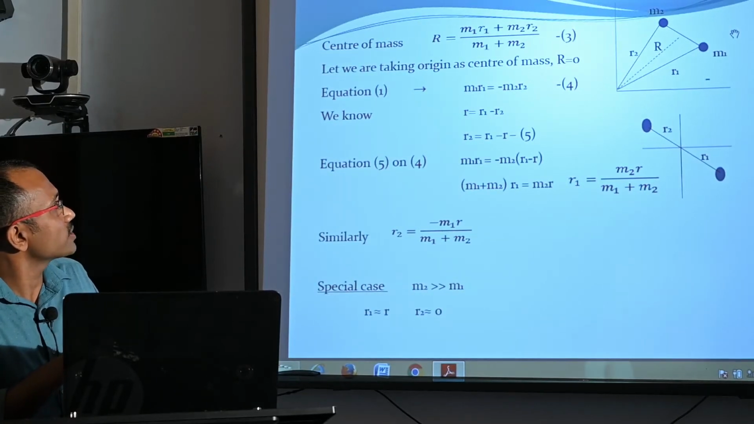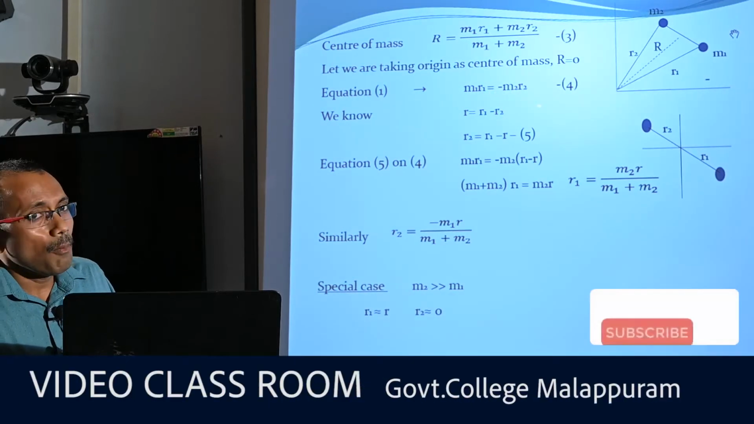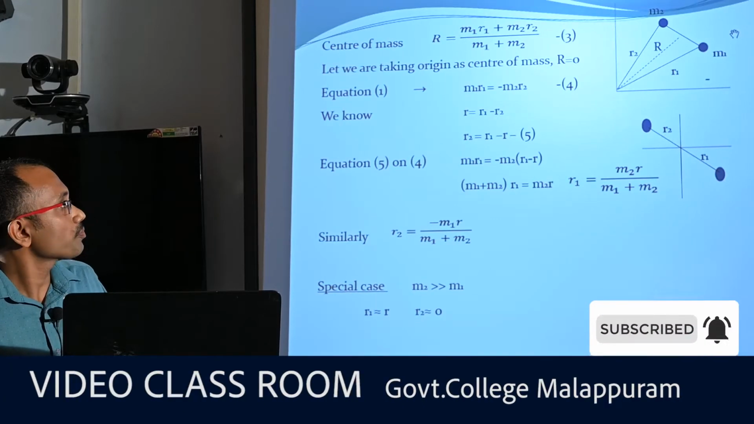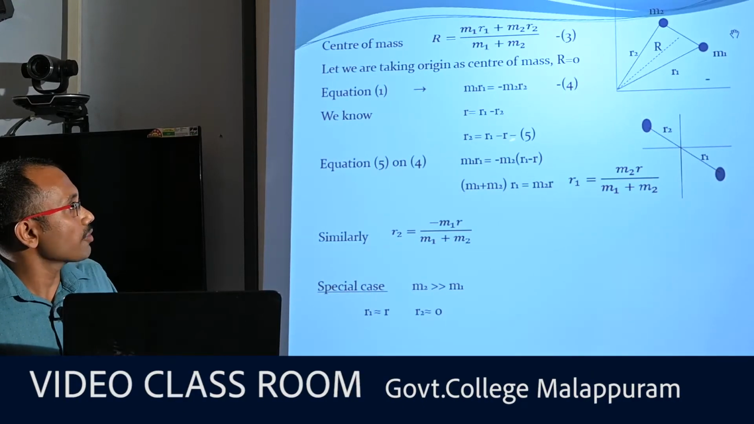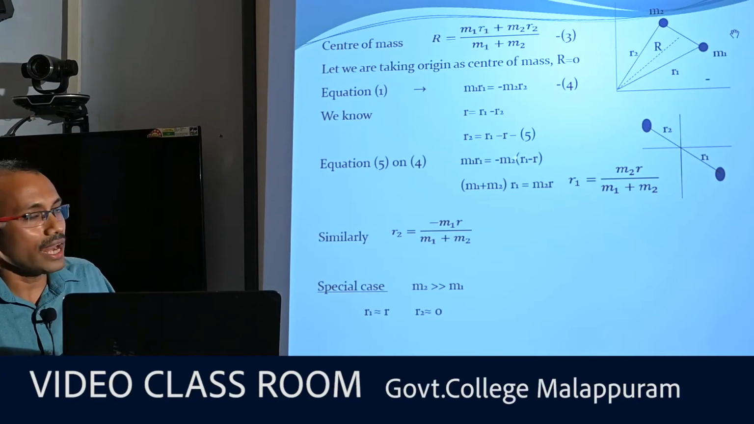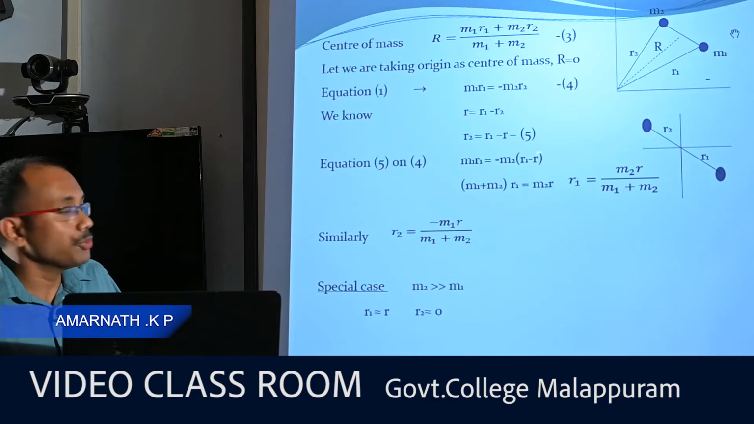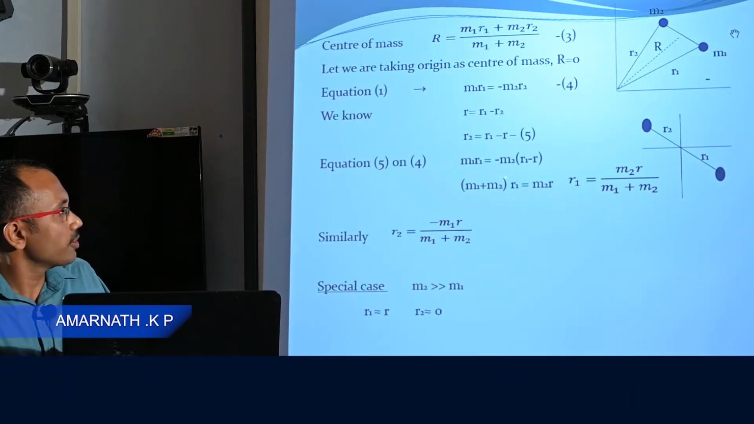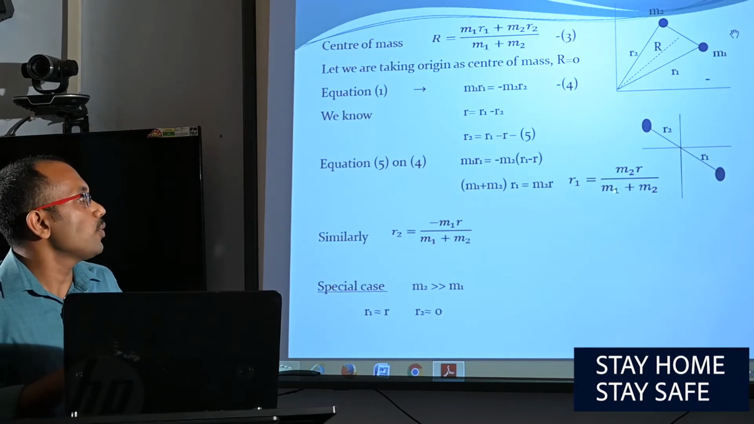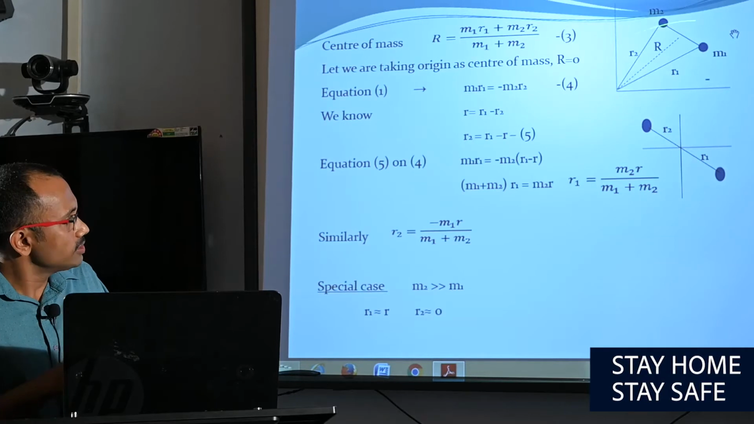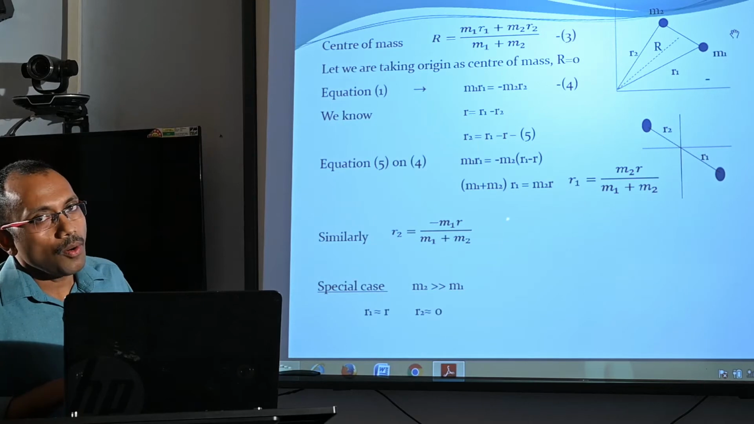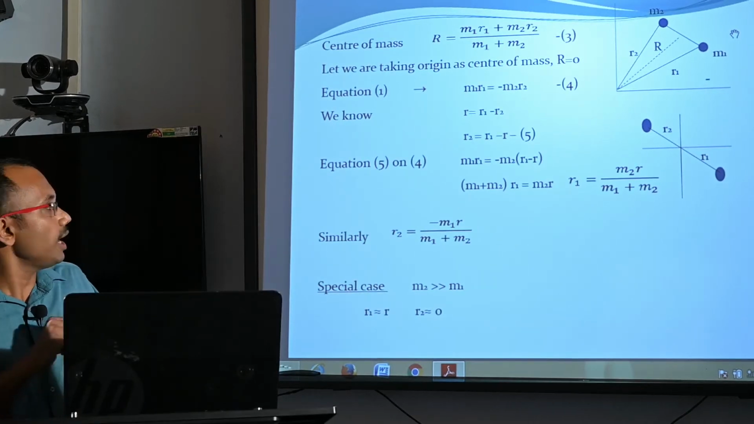So, I can write this equation as m1 r1 is equal to minus m2 r2. But we already know that r equals r1 minus r2, so r2 can be written as r1 minus r, and I am substituting equation 5 into equation 4. Then I will get m1 r1 is equal to minus m2 (r1 minus r). From there, I get (m1 plus m2) r1 equal to m2 r, or r1 is equal to m2 r divided by (m1 plus m2). Similarly, I can prove the equation for r2, that is equal to minus m1 r divided by (m1 plus m2).